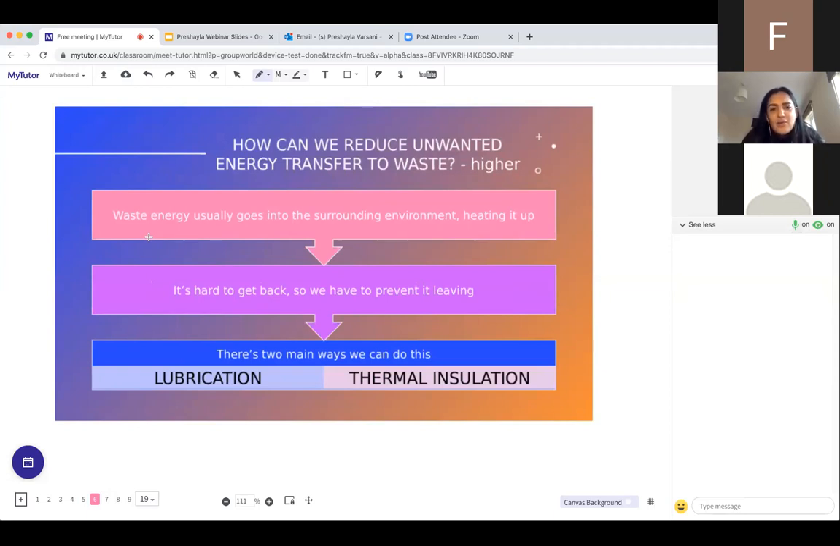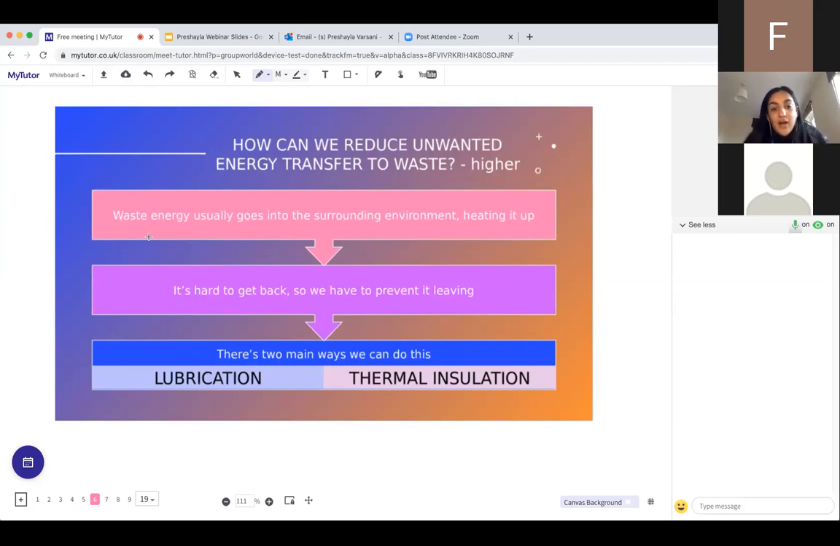Now, how do we reduce the waste energy? Okay, so how do we make something more efficient? We reduce the amount that is being wasted. If we're reducing the amount that is getting wasted, we have more to go into what we actually want. So, waste energy usually goes into the surrounding environment and heats it up. That's usually where waste energy goes.